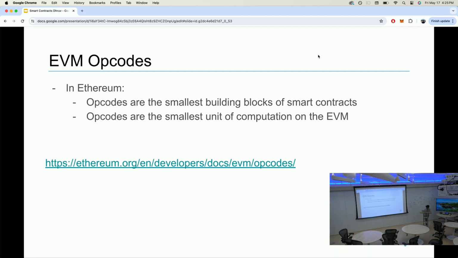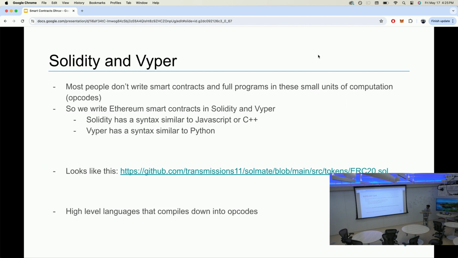Solidity and Viper are two examples of languages that you can write smart contracts in on Ethereum. People aren't writing smart contracts in opcodes. They write them in languages like Solidity and Viper. When you compile these programs, they get broken down into smaller units, a bunch of opcodes. And the opcodes are what actually update the state and run on the EVM.